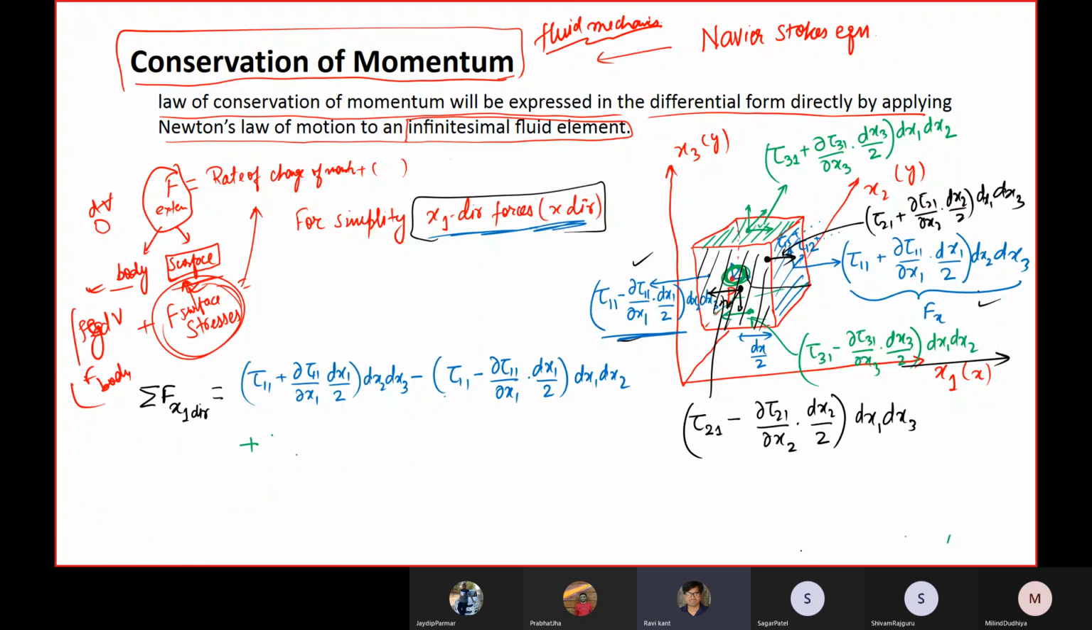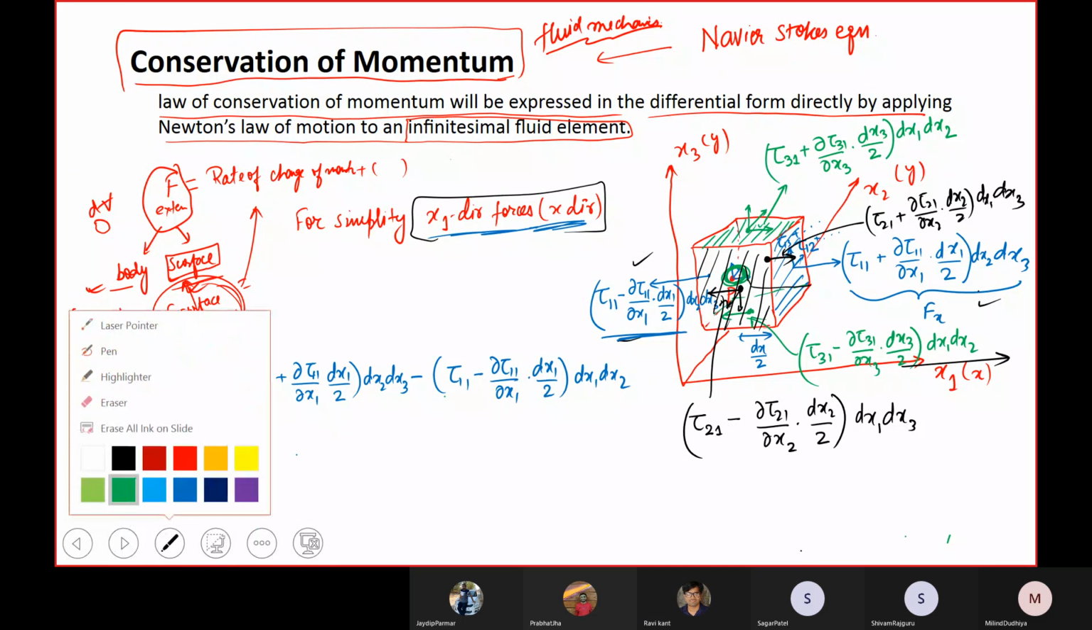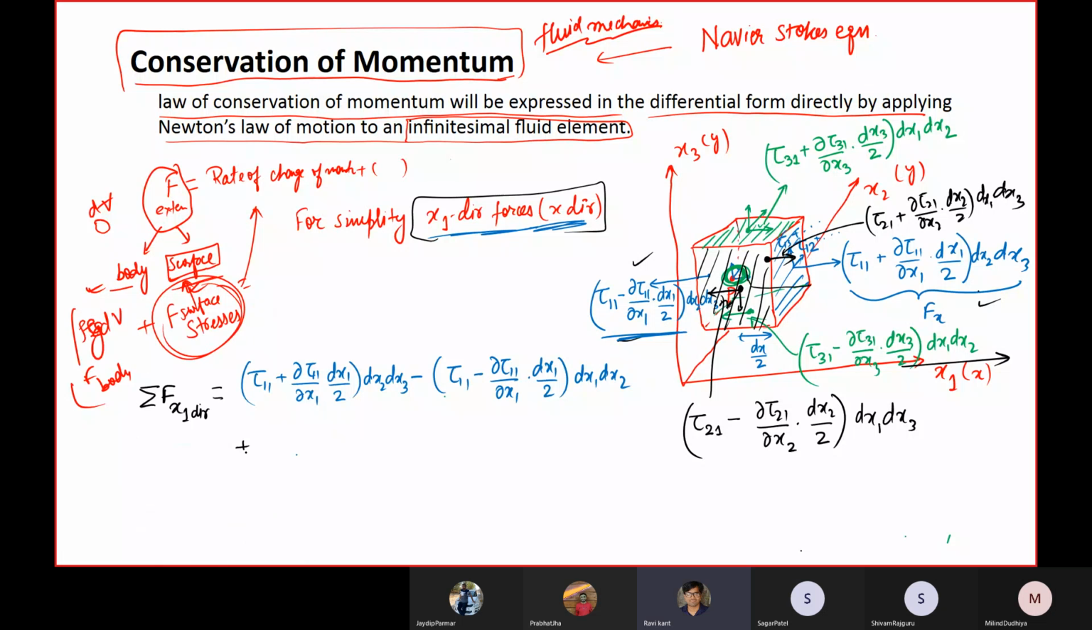Other forces I can write with green first. Since I'll go one by one, it's better to write the black one first. So plus tau 21 plus ∂tau 21/∂x2.